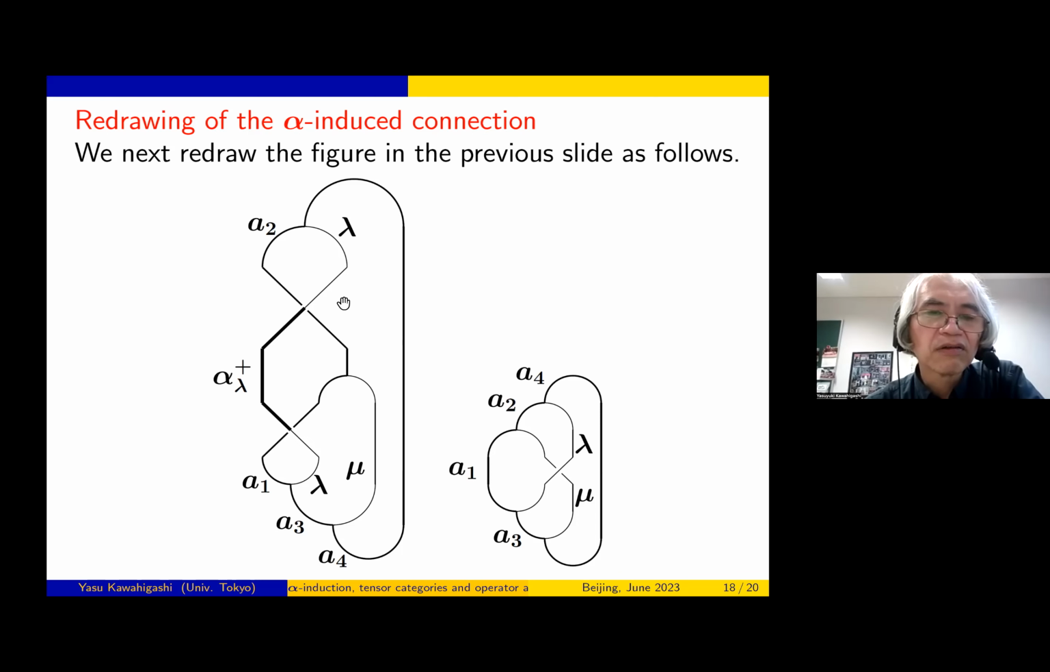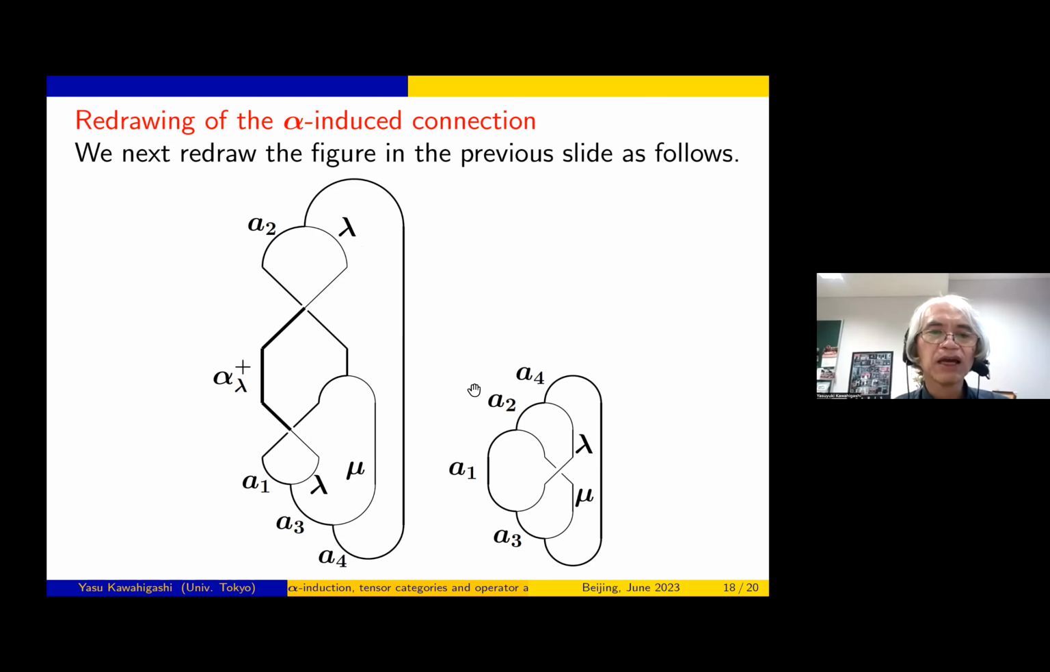Then look at this picture and suppose that this is really a topological diagram. Then from lambda to alpha lambda plus and lambda, this is an over crossing. So it means that this wire goes over the other wire. So we can move this wire alpha plus lambda topologically to the right hand side. Then here we have a wire from this lambda to this lambda over mu, because this wire goes over mu. Then the new picture we get is this right-hand side picture.